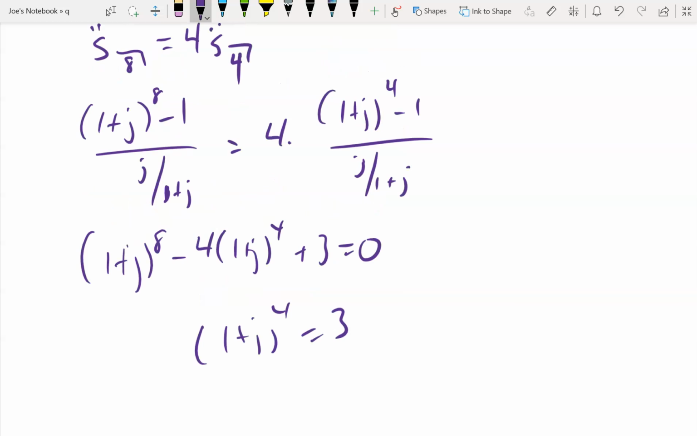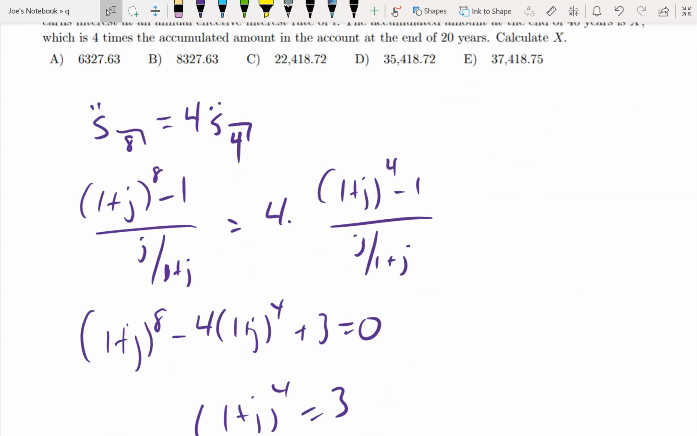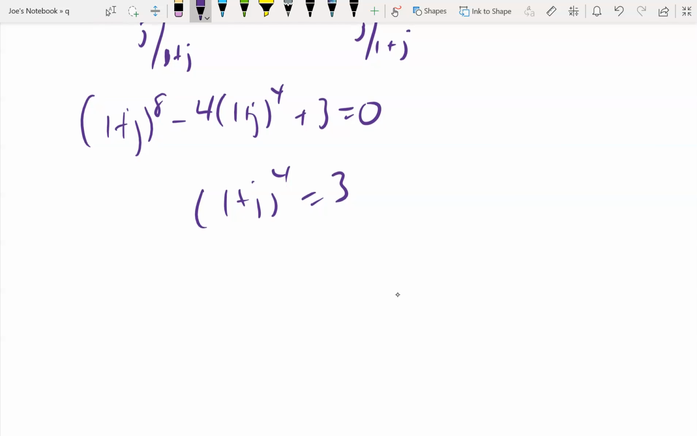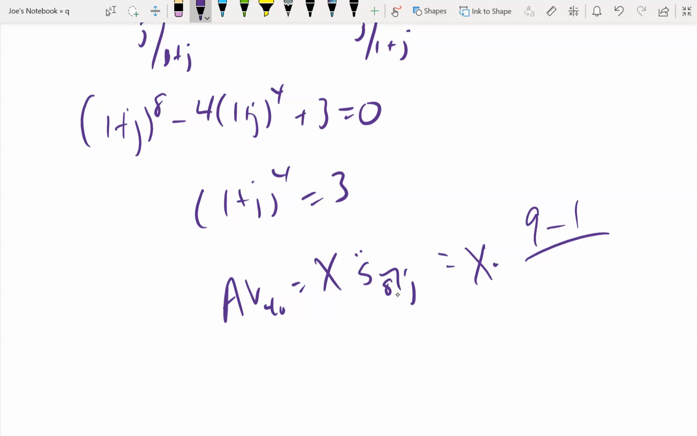And then what did it want us to calculate? The x? All right. So what's the accumulated amount after 40 years? So we want x times s angle 8 at that j, right? So you get x times, you'll have (1 plus j) to the 8th. Well, that's going to be 9, minus 1, over, and then you'll get the 4th root of 3 minus 1 over the 4th root of 3 in the denominator. If I solve for j, you get the 4th root of 3 minus 1.